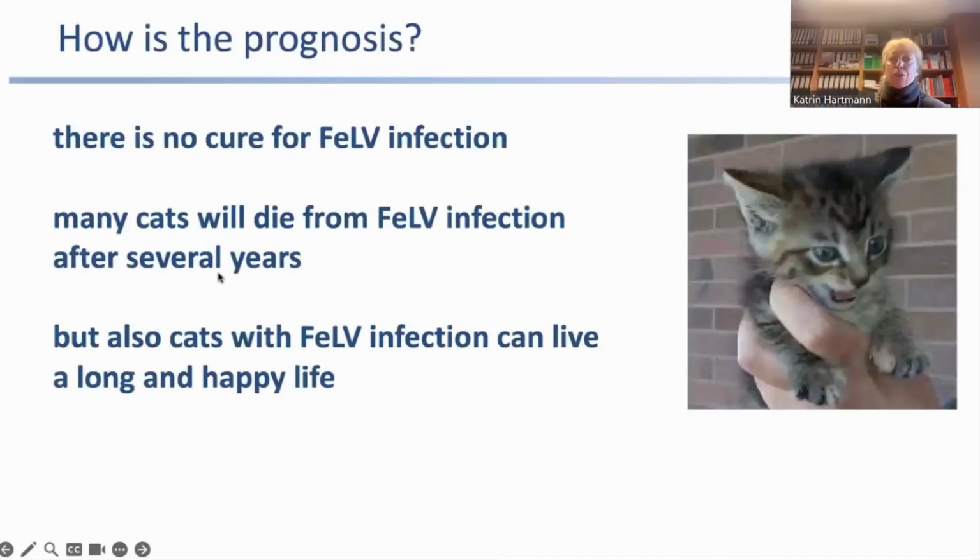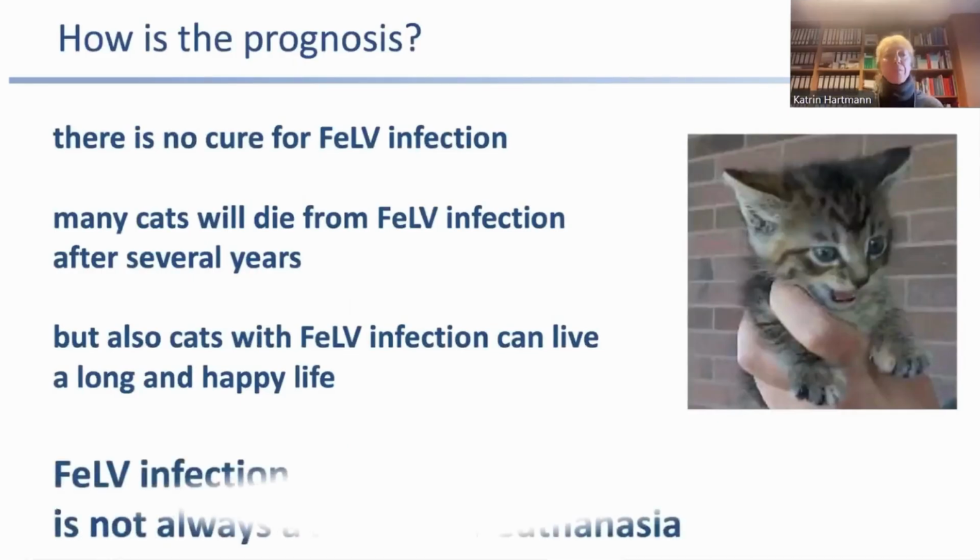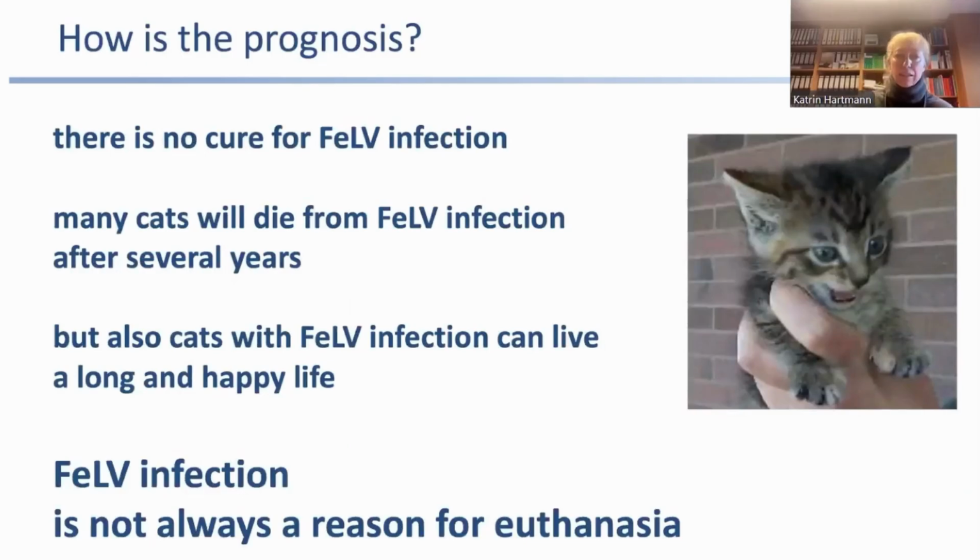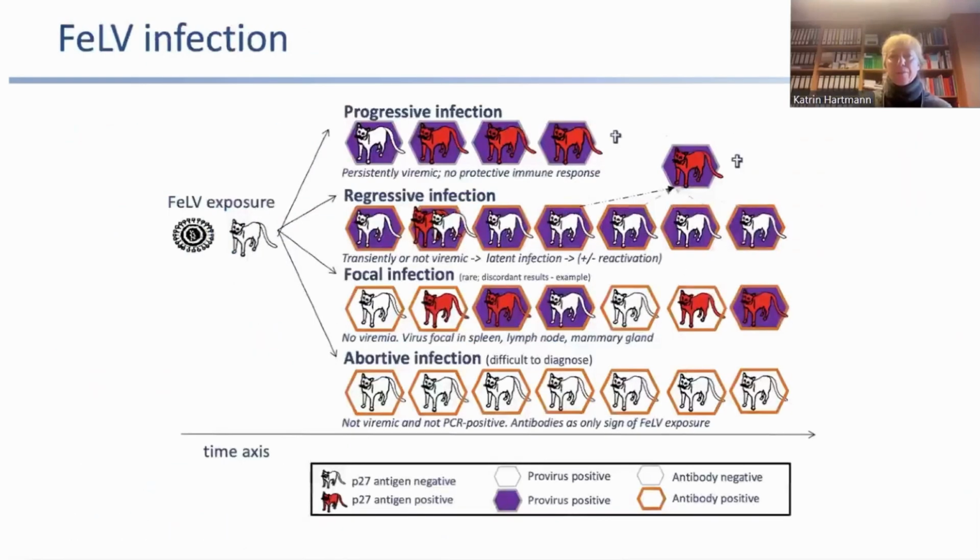Again, there's also no cure if a cat has progressive FeLV infection. Many cats will die after several years, but there are also cats with progressive FeLV infection who can live a happy and long life. And just because a cat is infected with FeLV, it does not mean we need to euthanize the cat. So FeLV is a little bit more complicated. I don't want to go too deep into detail because that's too much for today.